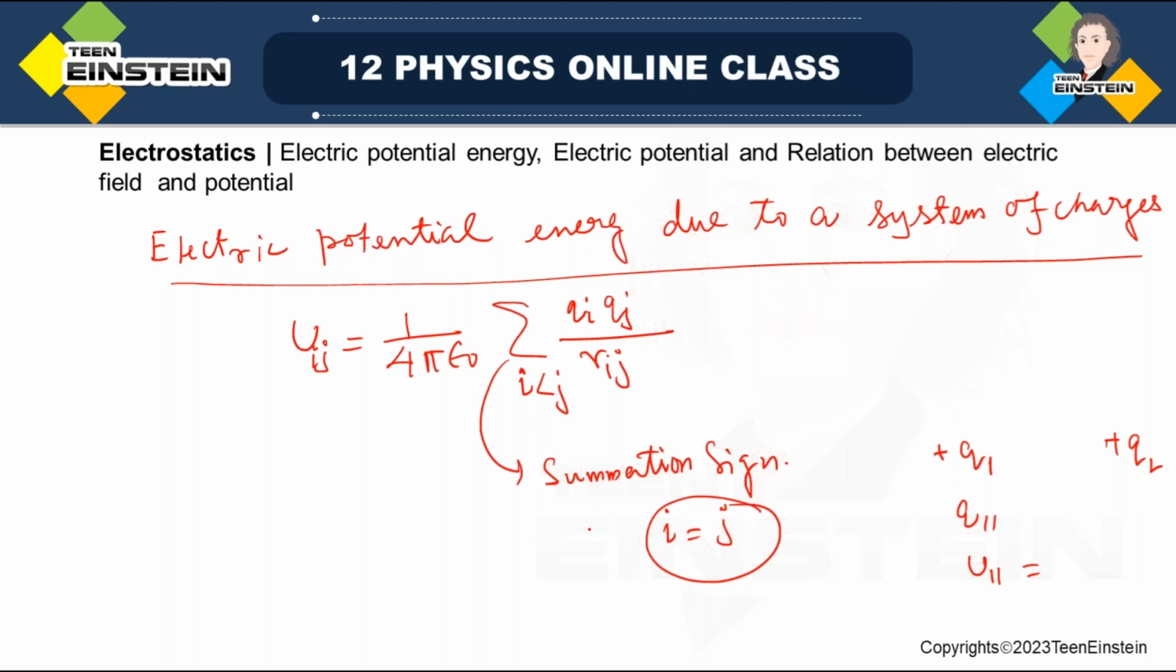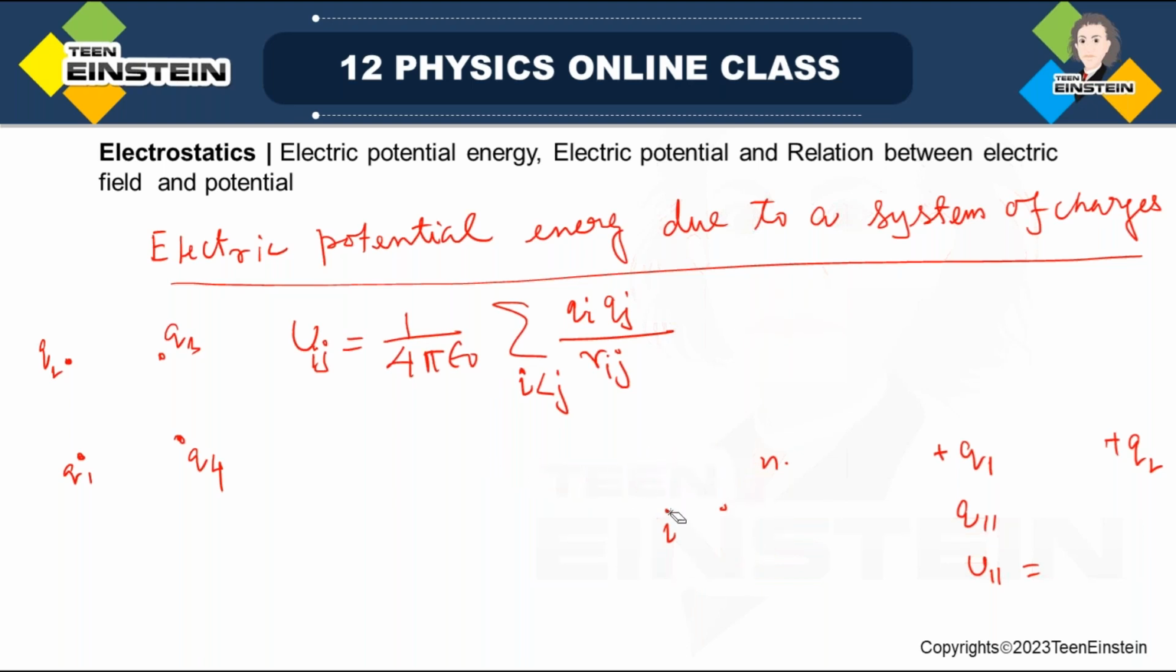Suppose I have 5 charges. If I have 5 charges, how to write down this expression? Let me tell you, if I have some 4 charges, say like this, there are 4 charges. So Q1, then Q2, Q3, and Q4. So due to this system of charges, how do we write this expression elaborately?